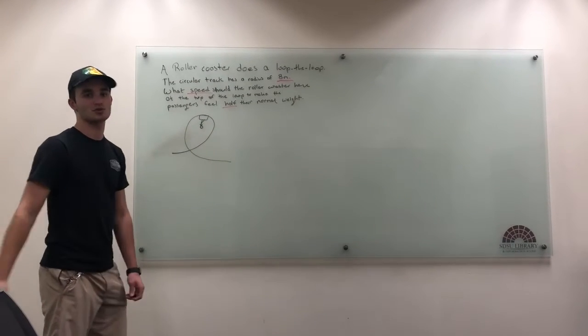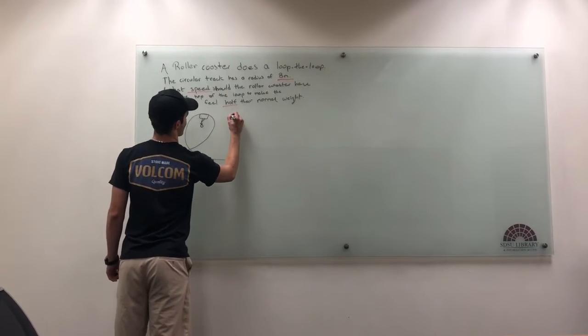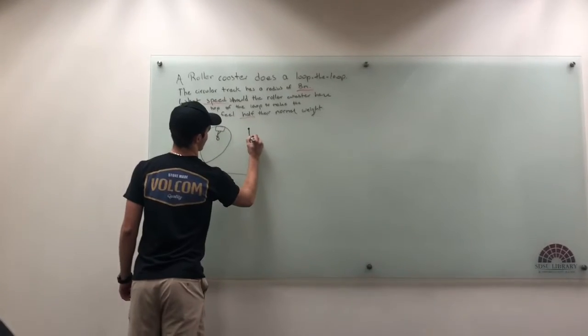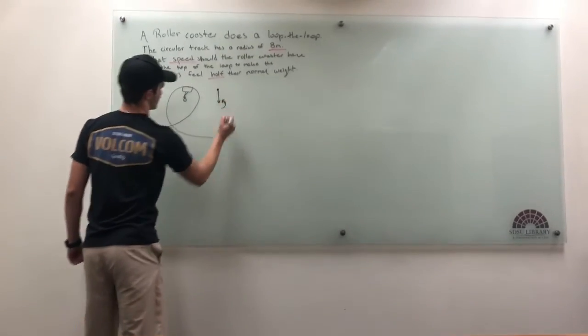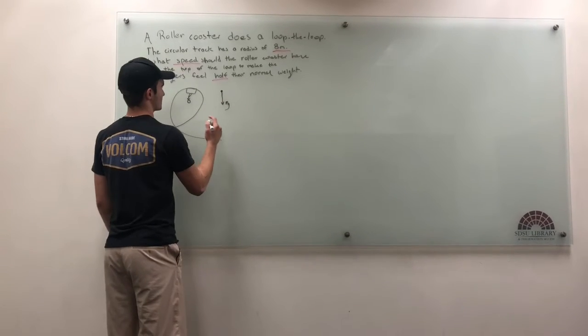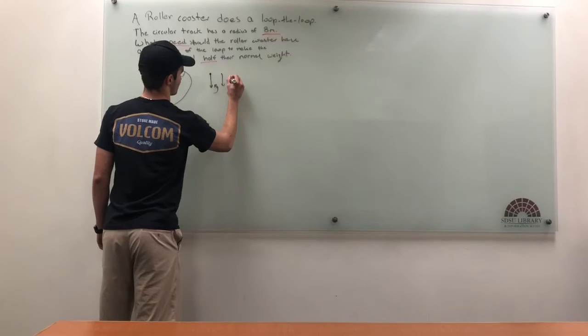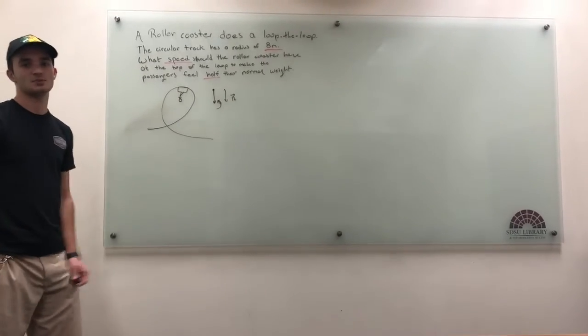And in our picture, we want to draw a free body diagram so we know what forces are acting on us. So we have a force of gravity, is our first force. And our other force is going to be a normal force in the downward direction because the seat is pushing down on us.